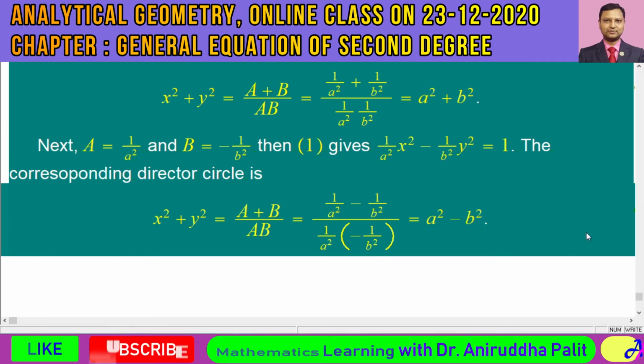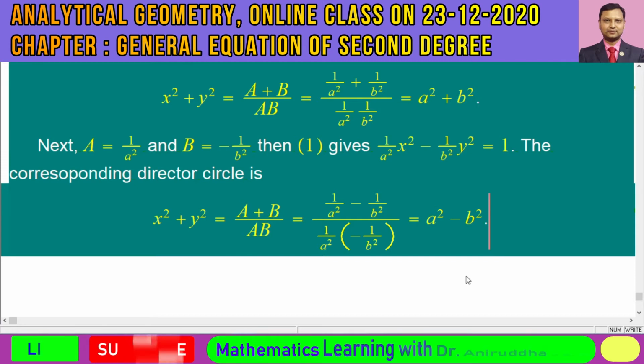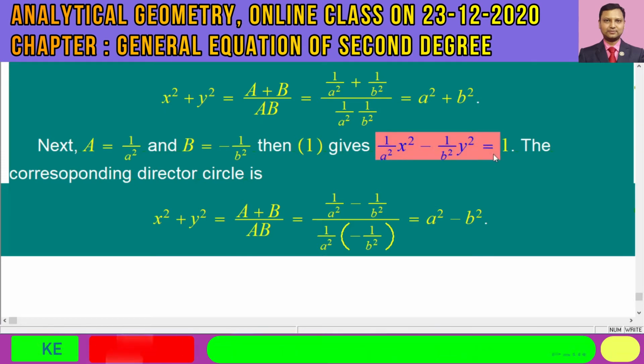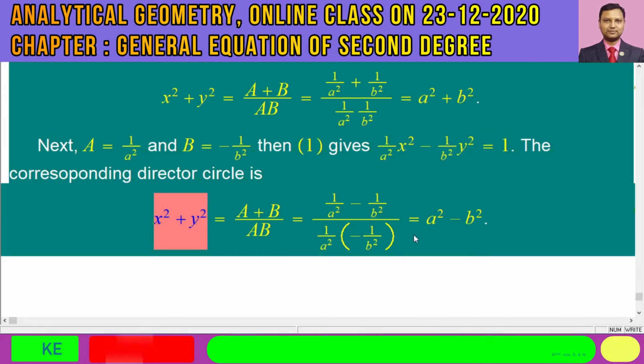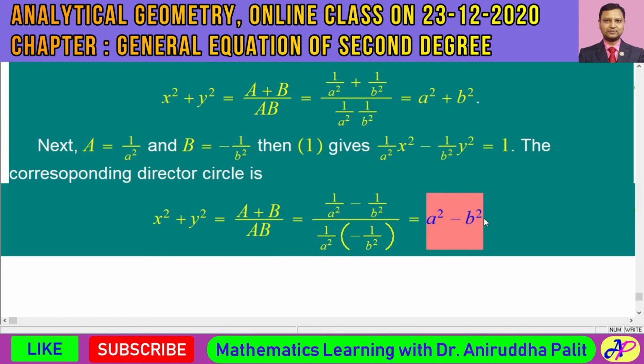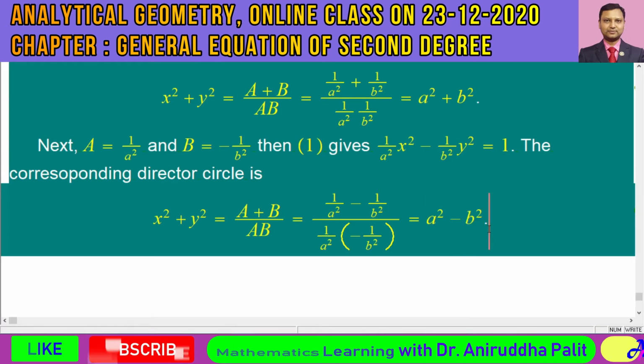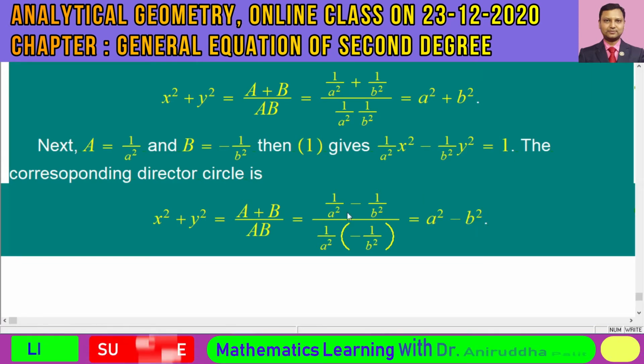Okay, so that would be the director circle for a hyperbola, not an ellipse. So in case of hyperbola, x square by a square minus y square by b square is equal to 1, the equation of the director circle would be x square plus y square is equal to a square minus b square. So you need to remember these two formulas. Got it?